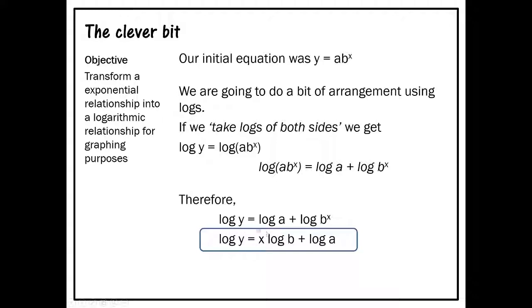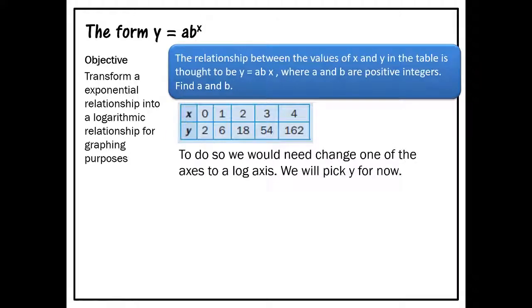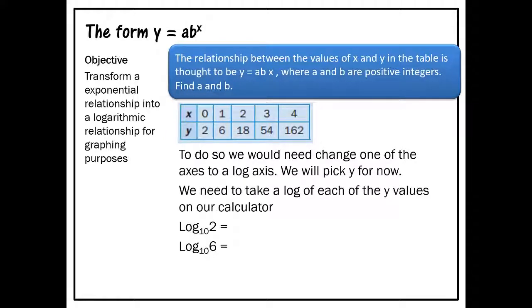And this basically tells us that if we take a log of the y values and then plot them against the x, we should get a straight line. Now, we are going to take a log of each of these y values, and like before, we're going to do log to the base 10. So log to the base 10 of 2, log to the base 10 of 6, log to the base 10 of 18. You pop those into your calculator and see what you get.